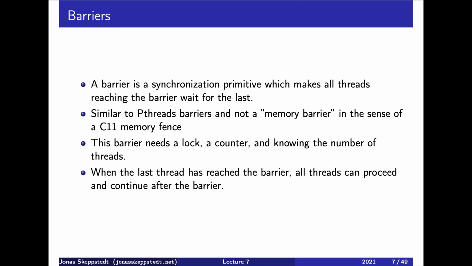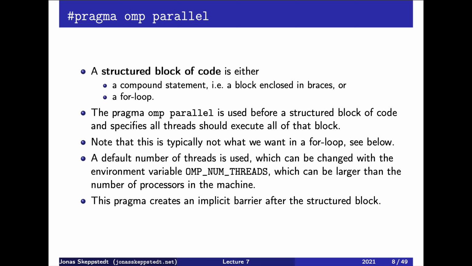So how do we create a parallel part? Well, we use this pragma OMP parallel, and then the next compound statement, I mean curly braces, something in curly braces, or a for loop, is executed in parallel. And how many threads are started? Well, actually, usually no threads are started, because the threads are created before we get to this part.